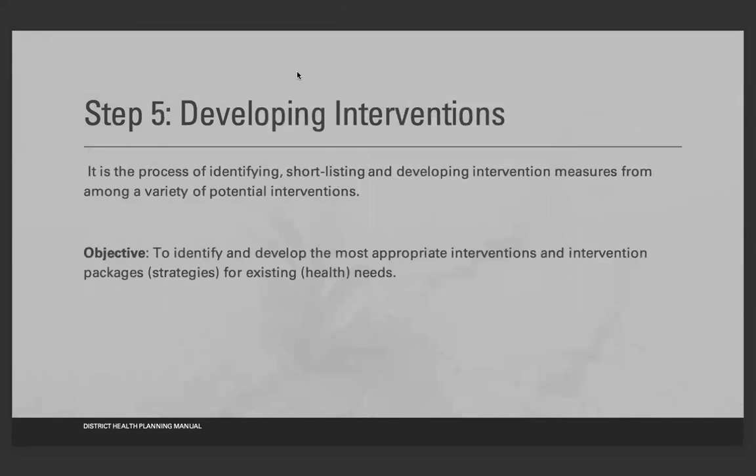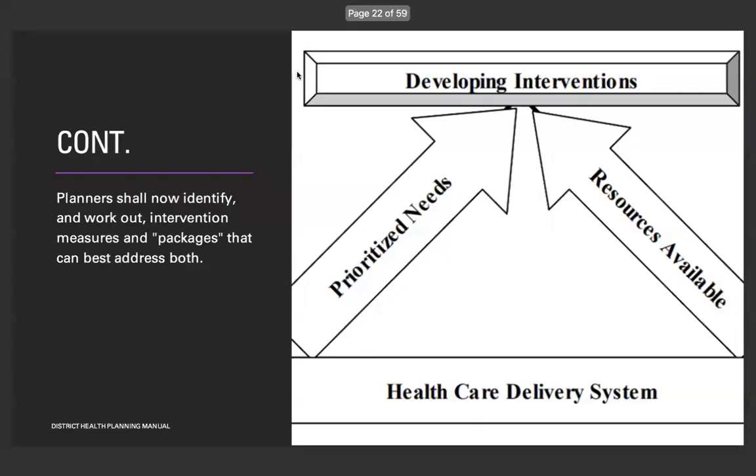Step 5 is developing intervention. It is a process of identifying, shortlisting, and developing intervention measures from among the variety of potential interventions. The objective is to identify and develop the most appropriate interventions and intervention packages for existing health needs. The planner shall now identify and work out intervention measures and packages that can best address both.